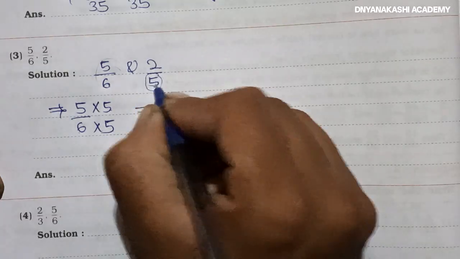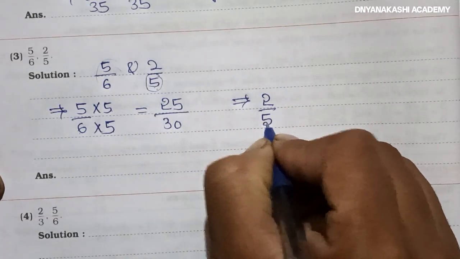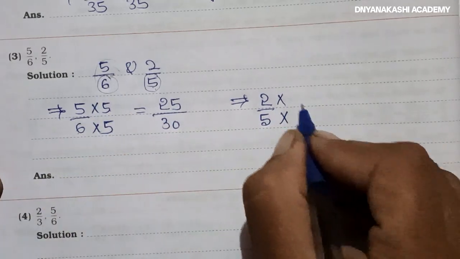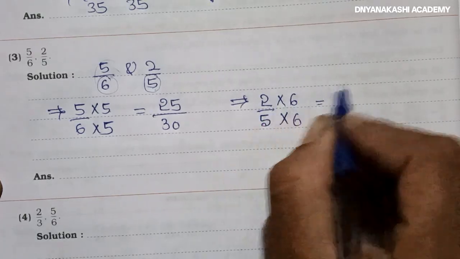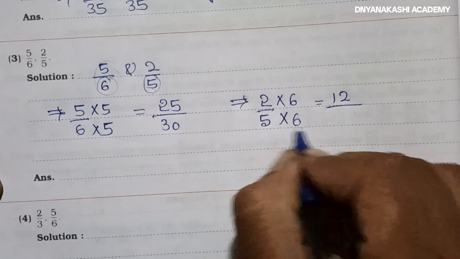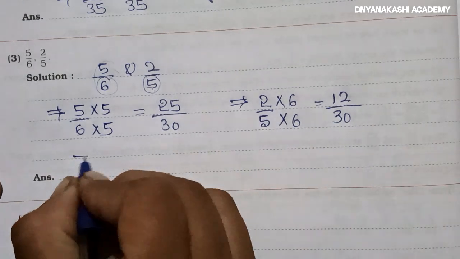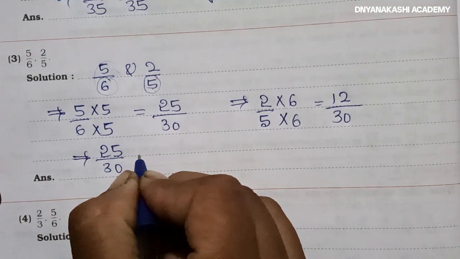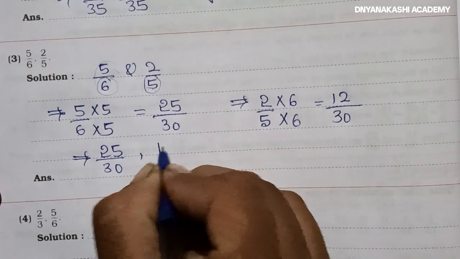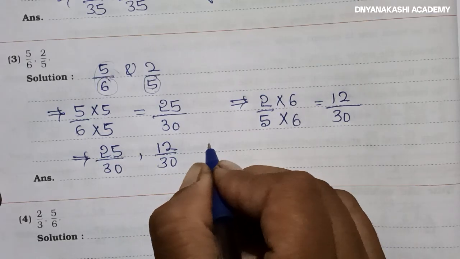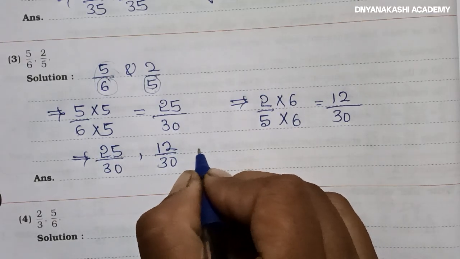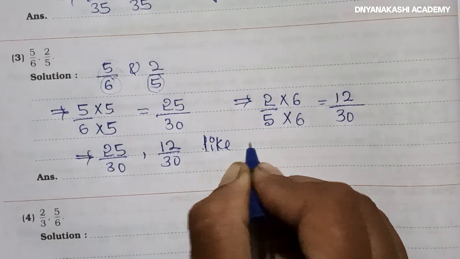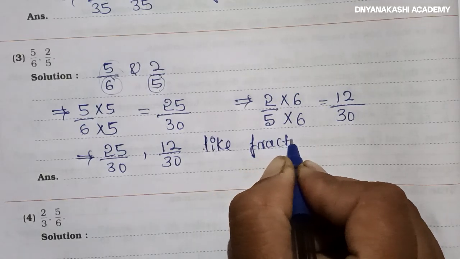Next one, 2 by 5. I multiply the numerator and denominator by 6. 6 2s are 12 and 6 5s are 30. These two fractions, 25 by 30 and 12 by 30, are like fractions.